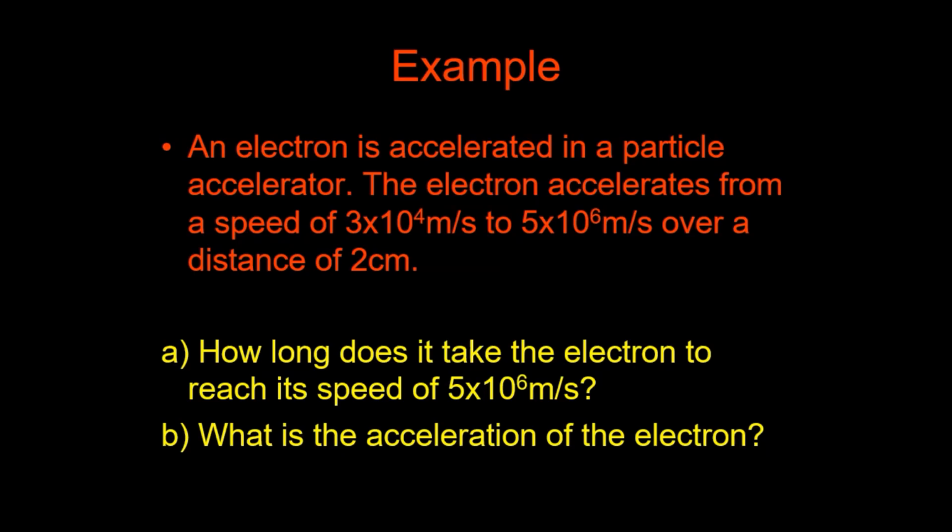An electron's accelerated. It goes from 3 times 10 to the 4 meters per second to 5 times 10 to the 6 meters per second over a distance of 2 centimeters. That is going up 2 orders of magnitude from 10 to the 4 to 10 to the 6 over 2 centimeters. These numbers are going to be quite large, quite extreme. We've got 2 questions. A, how long does it take the electron to reach this speed? And B, what's the acceleration?